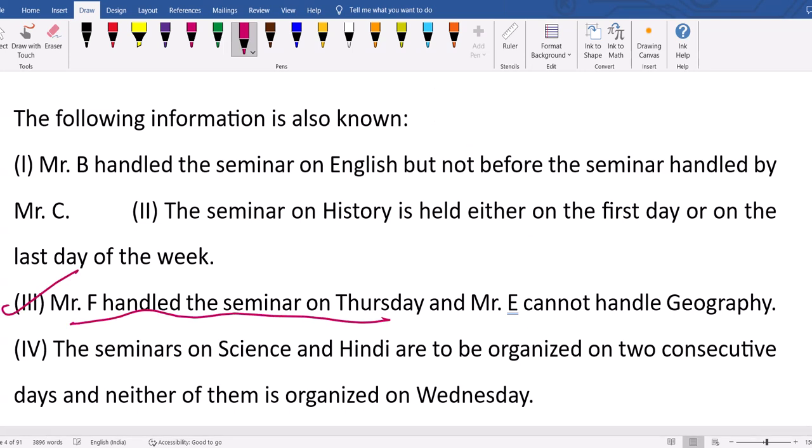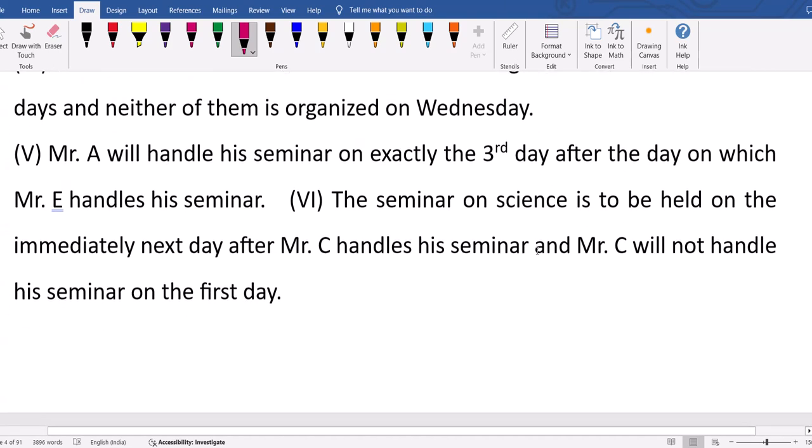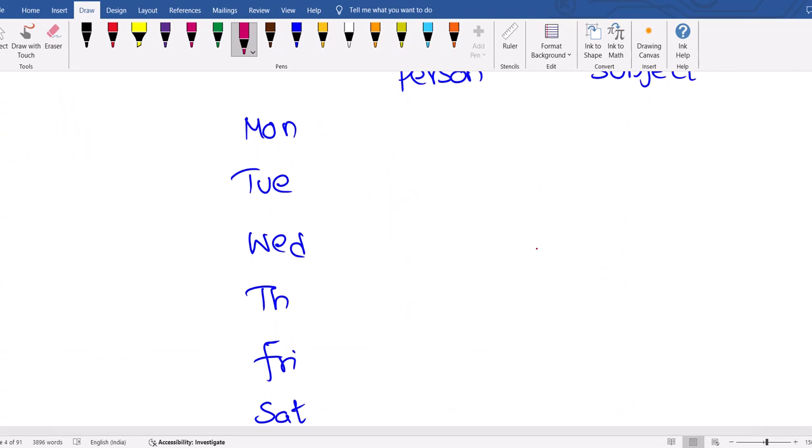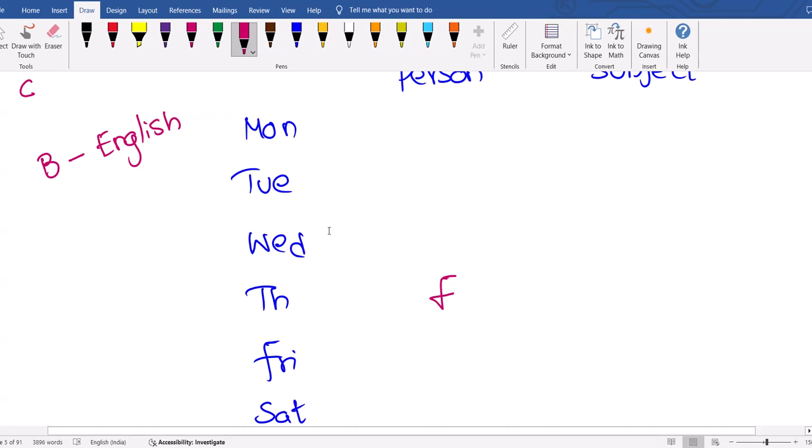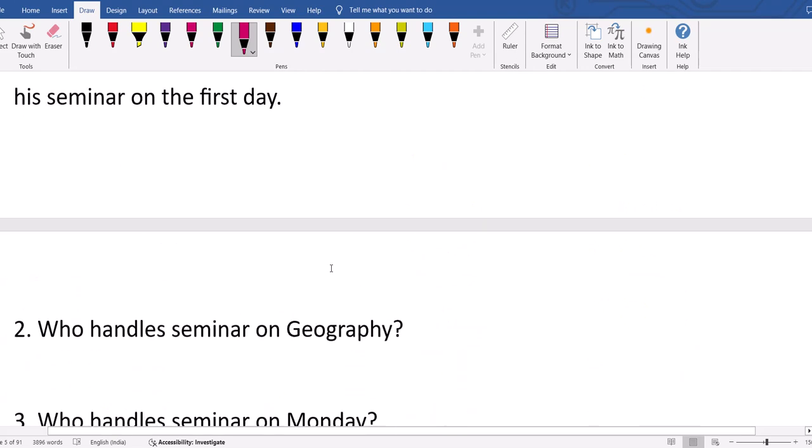And F handles the seminar on Thursday. This is the direct information, and we'll map that in the table. F is on Thursday. Only one direct info we got so far. The other information is: which subject is B handling? English, first step. And B is after C. After C, B is there. Immediately or with some gap, we don't know, but B is handling the English subject. And Thursday, okay, cool. Next one.